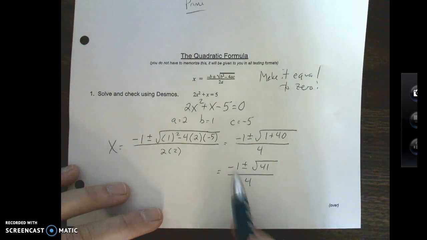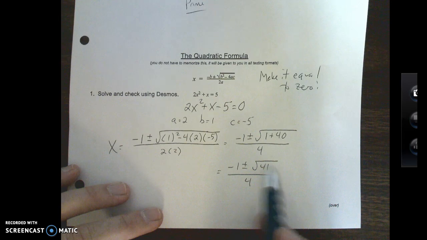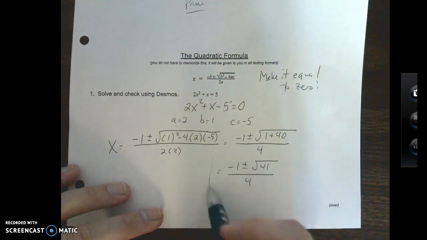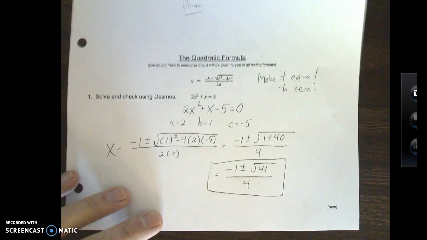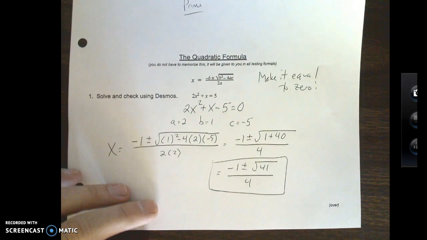Double check. Can I reduce anything down? No. 41 is prime, so I can't reduce that down. There we go. So the quadratic formula will always let you win. You can always solve it.